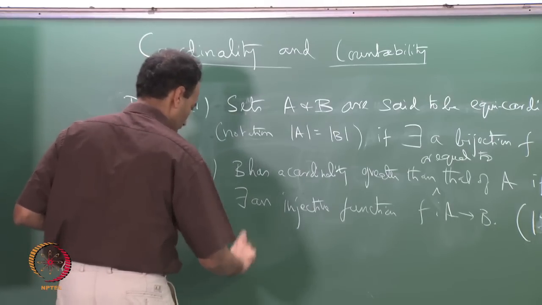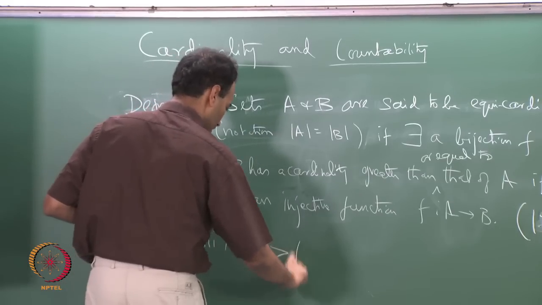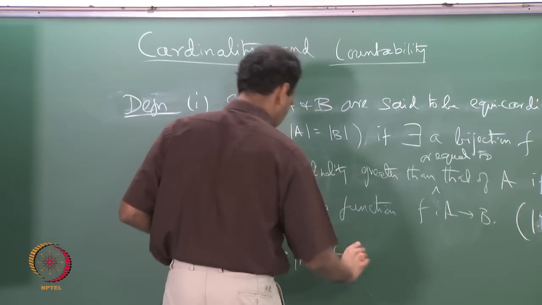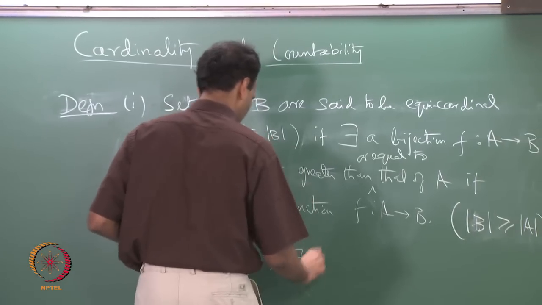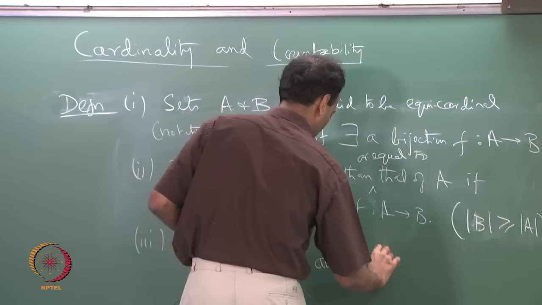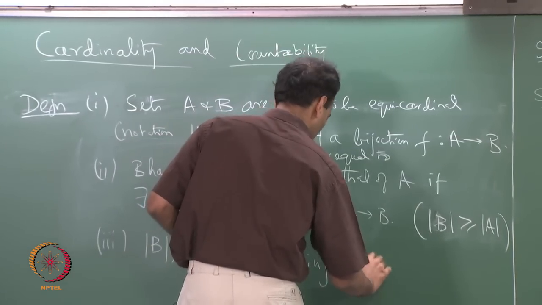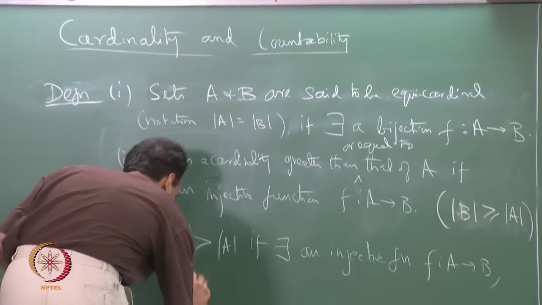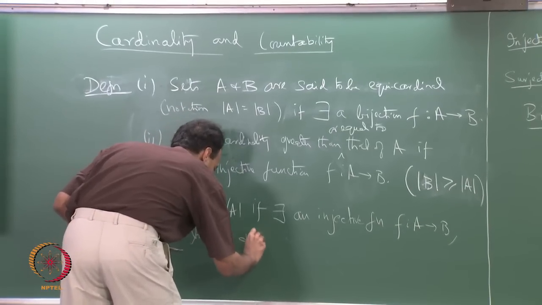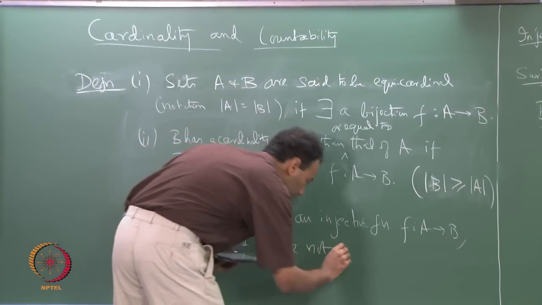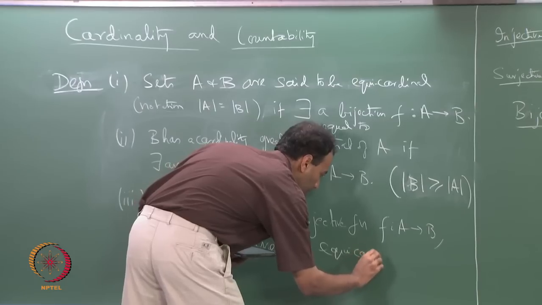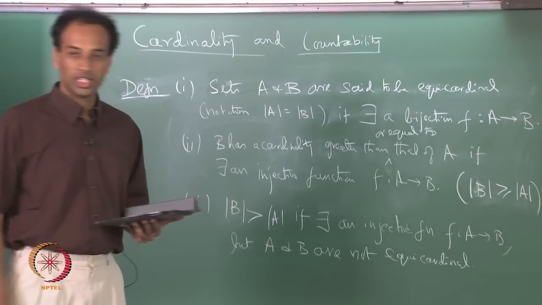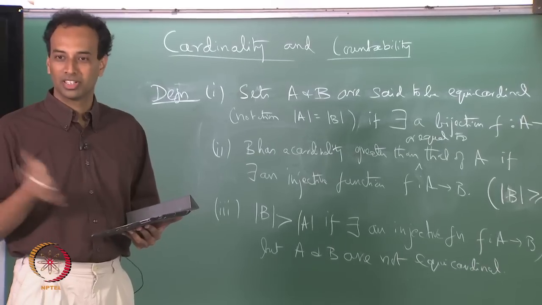so in here the notation is, you can write this in words, just like above. So you say cardinality of B is strictly bigger than the cardinality of A if there exists an injection, or injective function f from A to B, but A and B are not equicardinal. Right, so there exists an injective function from A to B, but there is no bijective function, which means they are not equicardinal.